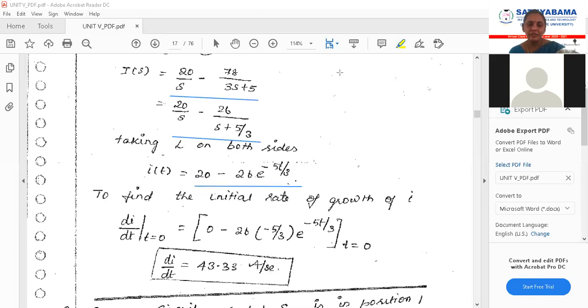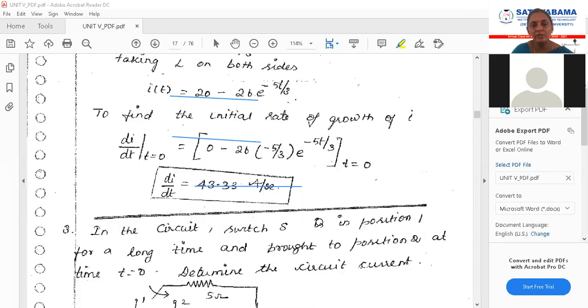Now they had also asked you to find the initial rate of growth. The initial rate of growth of I will be found with the value of t equal to 0. The small t value should be substituted as 0. By substituting it, you will get the value of di by dt as 43.33, because when you substitute here, this will become e power 0, and e power 0 will be equal to 1. So it will be minus 43.33. Di by dt will be equal to 43.33. This is how you find out the value of I of t.